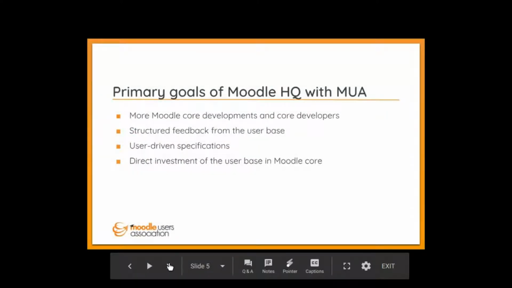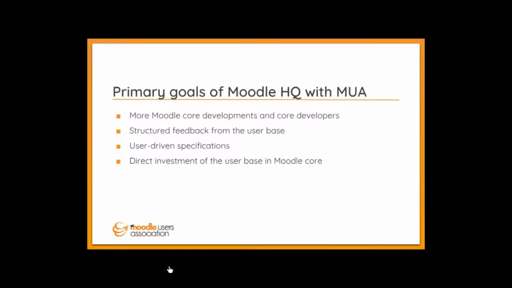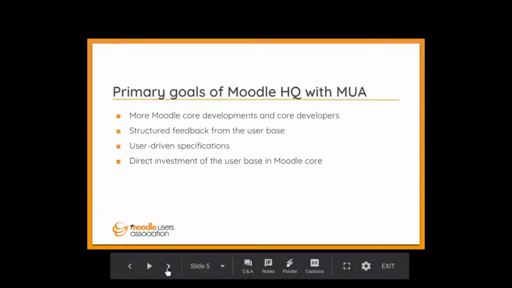The primary goals of Moodle HQ in setting up MUA are as follows. They wanted more Moodle core developments, and they wanted to be able to hire more core developers. They wanted structured feedback from the user base. They wanted to have specifications driven by users, requests for new functionality, and they wanted direct investment of the user base in Moodle Core.